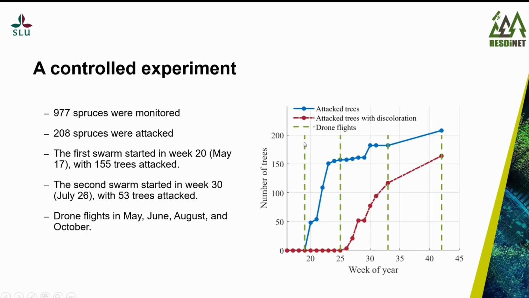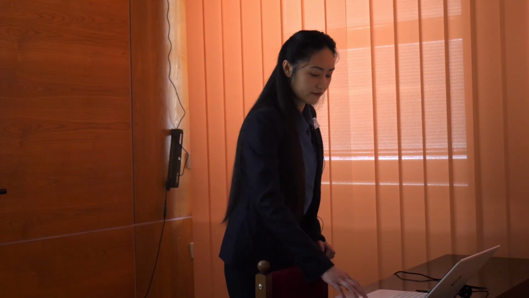And the blue and green lines are when we acquired the drone flights. So we have one image before the attacks, and then one in June that covered the early stage, or green attack stage. Later we have August and October, that's the late or gray attack phase of the first swarm. And some trees attacked in the second swarm were still in the green attack phase.